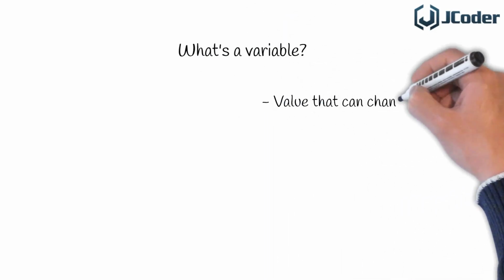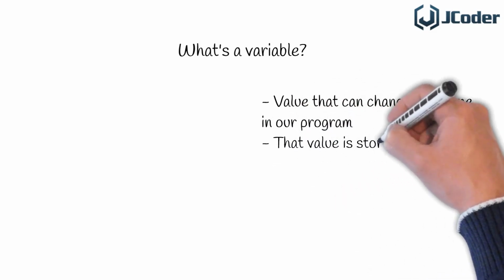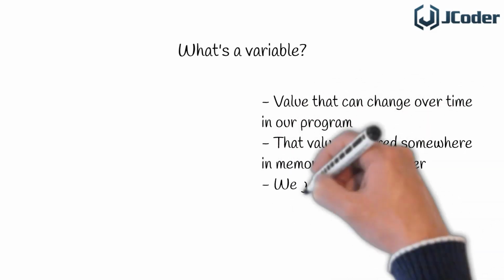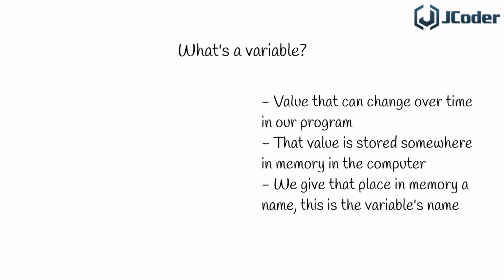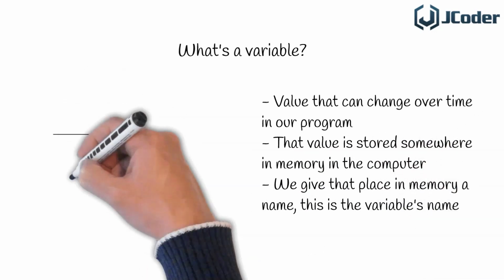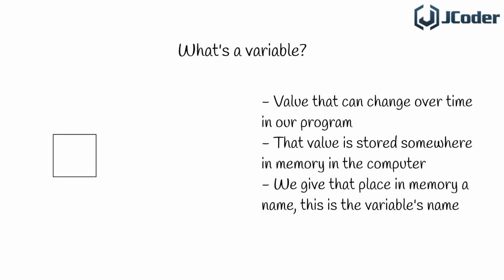In general terms, a variable is a value that can change over time in our application. This value is stored somewhere in memory and we give this place in memory a name. For example, imagine that this square represents an area in memory that we're using to store a number. We can assign a value of 1 and store that in memory. And we'll also assign this space in memory a name.